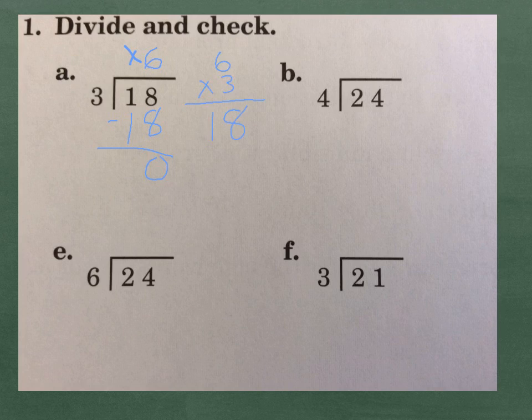Now 18 is not our answer. Our answer is going to be the 6 up here. Go ahead and circle that. The 18, as long as it matches with that 18 there, as long as these two numbers are the same, then it checks. And I want you to go ahead and put a check mark next to your 18.